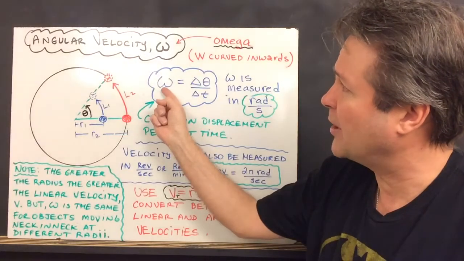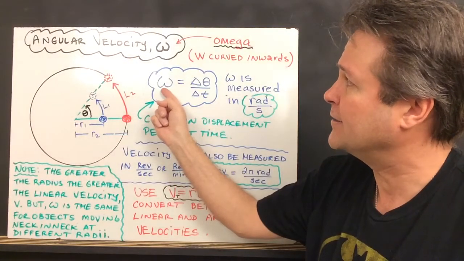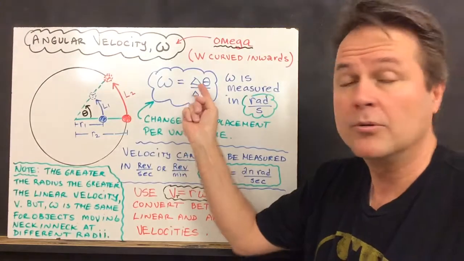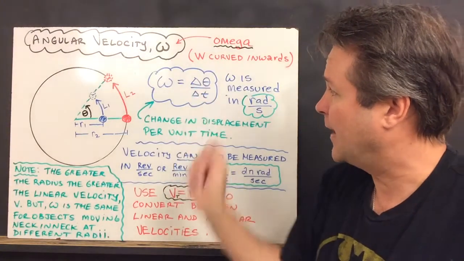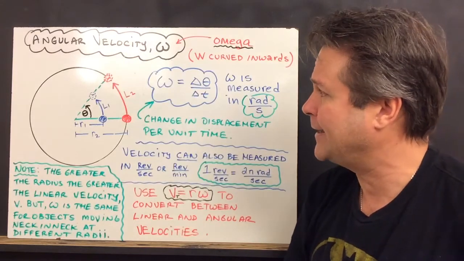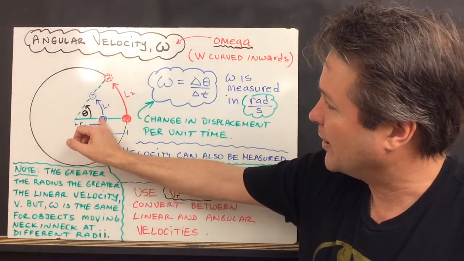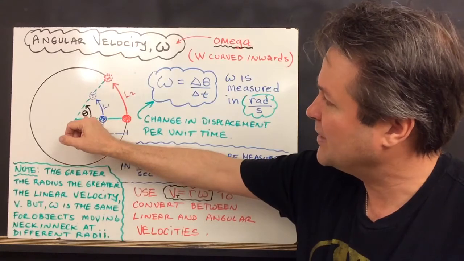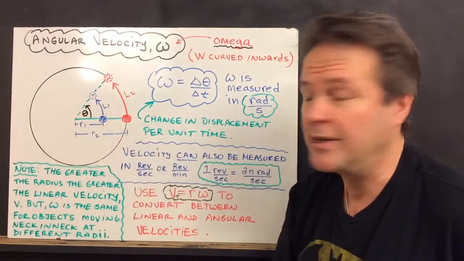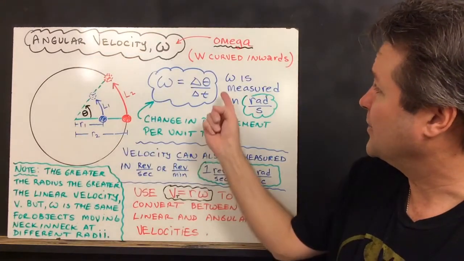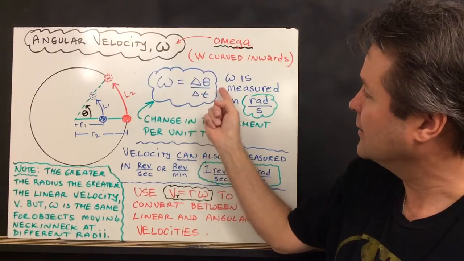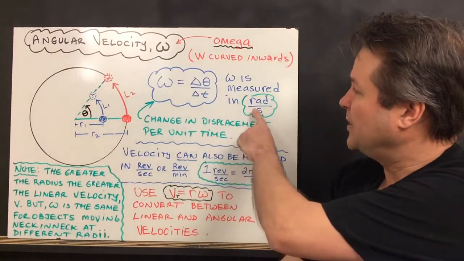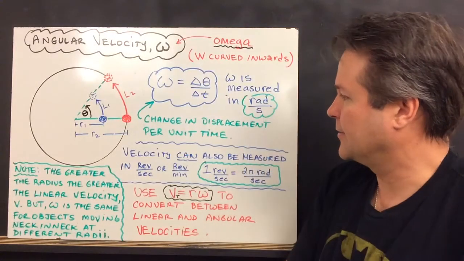So when we talk about omega, omega is going to be equal to the rotational displacement, theta, divided by the time it takes. So we're talking about how this angle here changes per unit time. The units for omega will be radians per second.